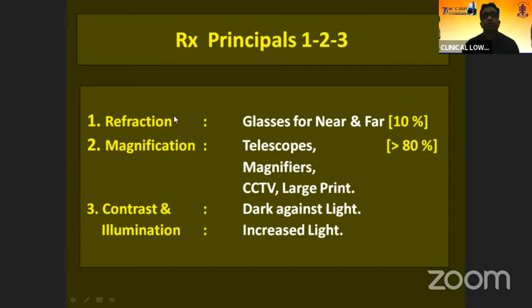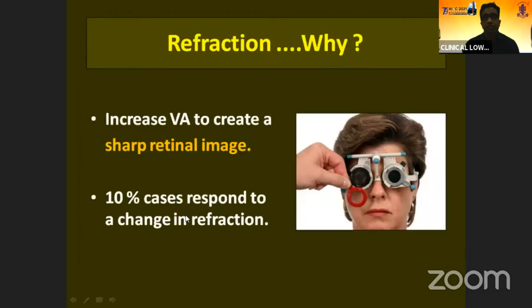These are the principles. First is refraction. We can prescribe glasses for near and for distance also. Only 10% of patients respond to that. Second, we can give magnification like a telescope, magnifier, CCTV, large screen. And third, contrast and illumination. That we will discuss in the further slides.